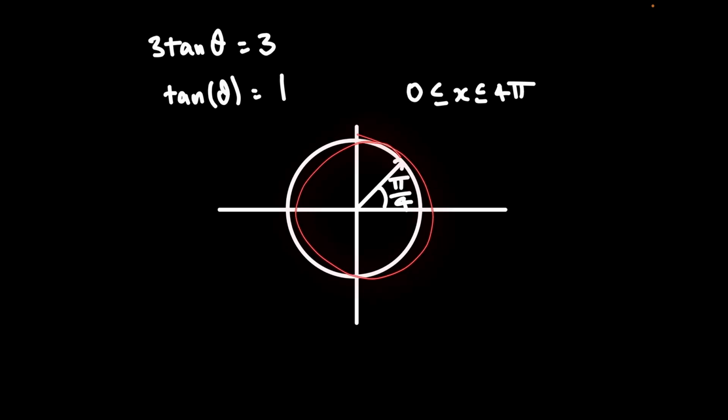So now that we have this, we have the tan of pi on 4 equals 1. That's our first solution. In this case, it's not x. We want theta to be between 0 and 4 pi. So theta equals pi on 4.